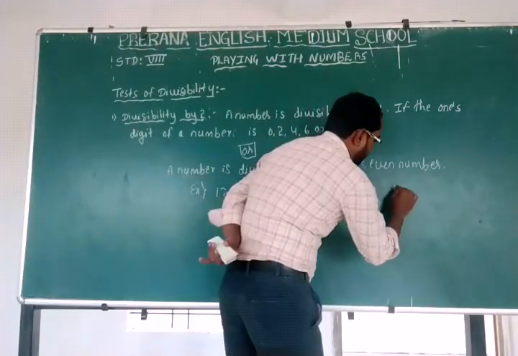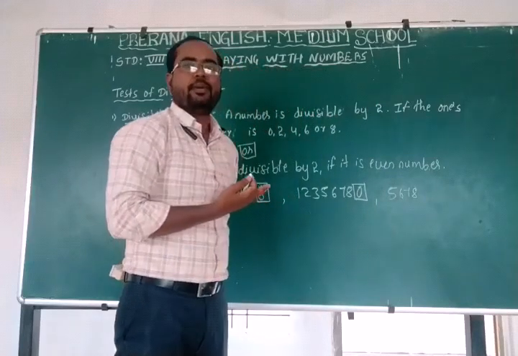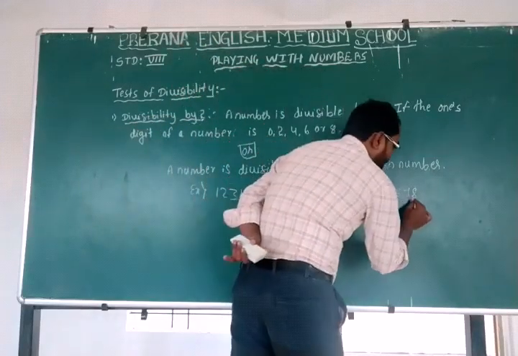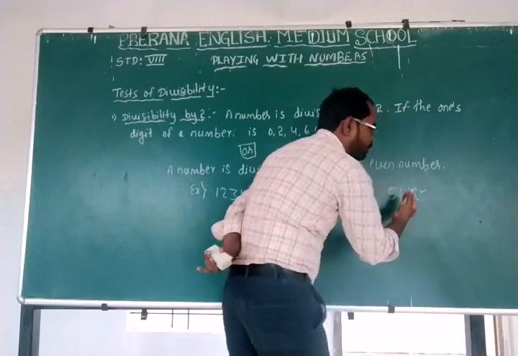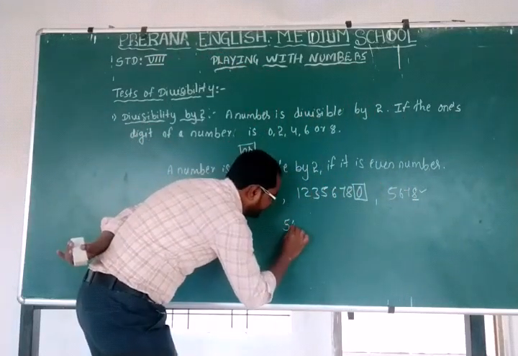Suppose it is 5678. Is it divisible by 2? Just check the units place, 8. It is an even number. So it is also divisible by 2. So if you want to verify it, 5678.